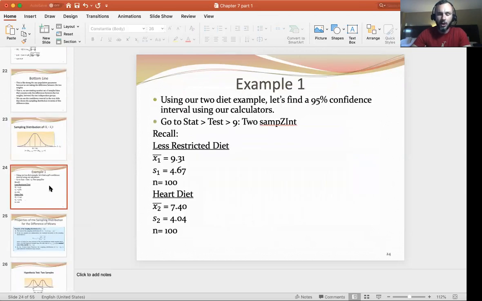Okay. So using our two diet example, let's find a 95% confidence interval. So take a second on your calculator of choice or by hand if you wish. Go through and calculate the 95% confidence interval. See if you get the same numbers that I got above.